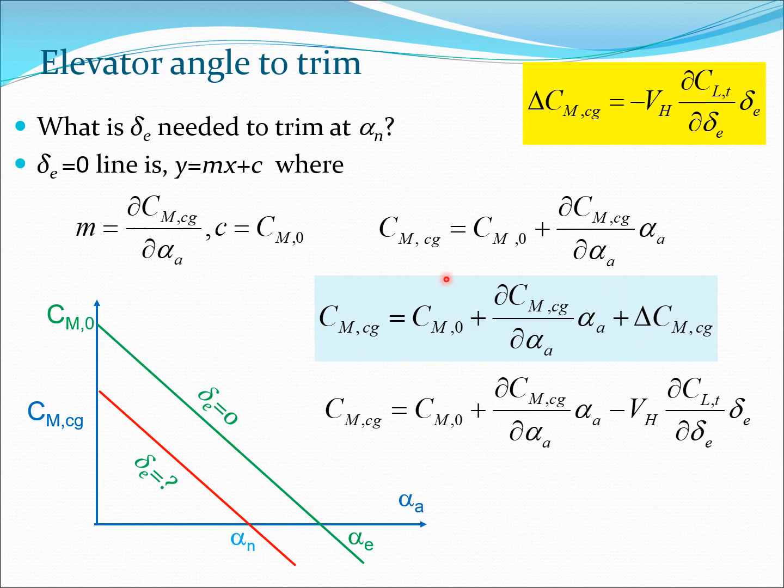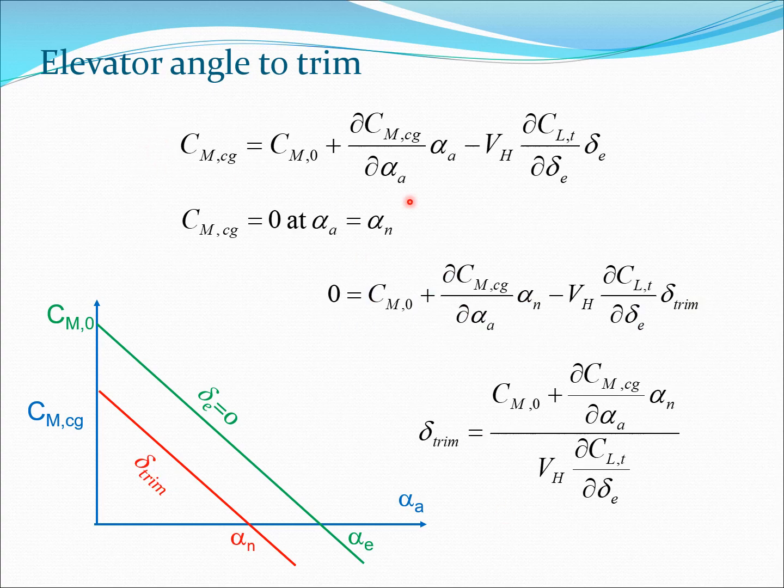Now I try to get the situation when this delta E is present in this line. In that case there is this delta CMCG term, which comes because the elevator deflection has happened. So this is the equation of the red line here. Now I plug in the delta CMCG value obtained in the previous slide and I get this equation. This equation for CMCG actually includes the effect of the elevator angle delta E. So this is the line given by delta E here.